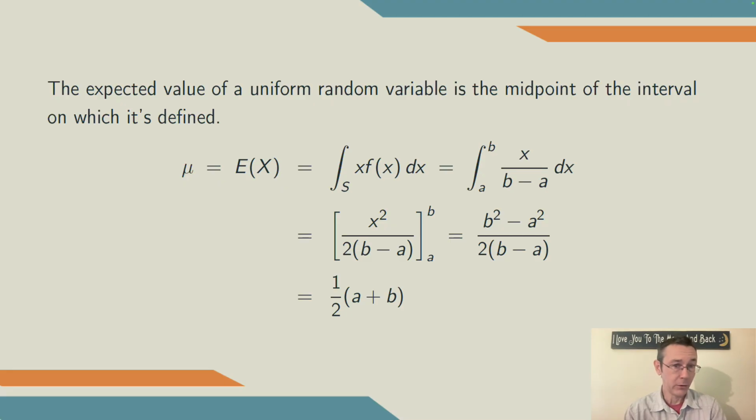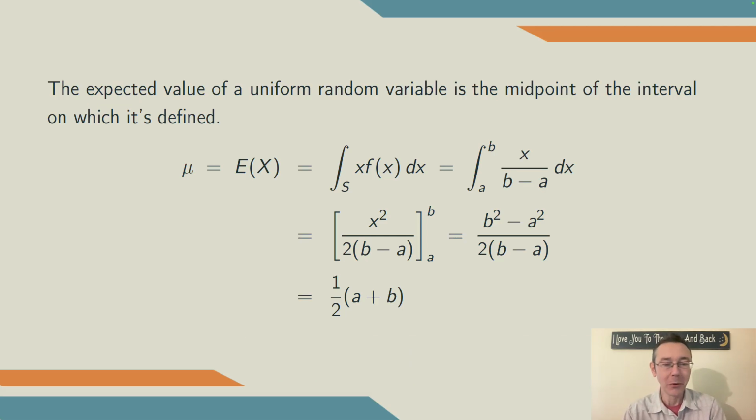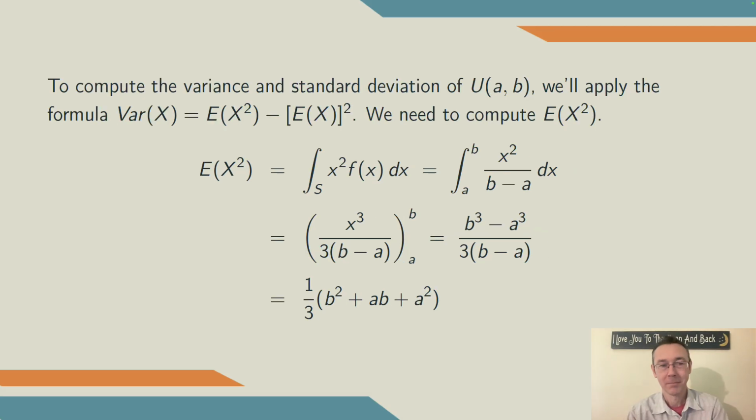The expected value of a uniform random variable is just the midpoint of the interval on which it's defined. And the derivation is shown here. We're integrating over the support x f of x dx. So that's just your basic definition of expected value. The support is from a to b. The density function is 1 over b minus a. We do our integration, plug in the endpoints, subtract what we get when we plug in those two endpoints. We get 1/2 (a plus b), which again is the midpoint of the interval a comma b.